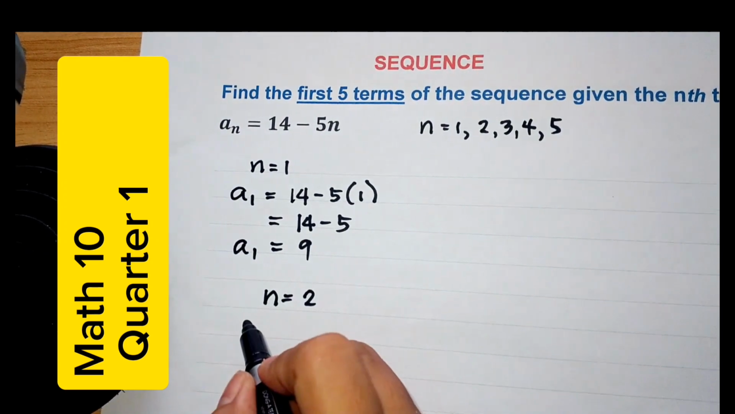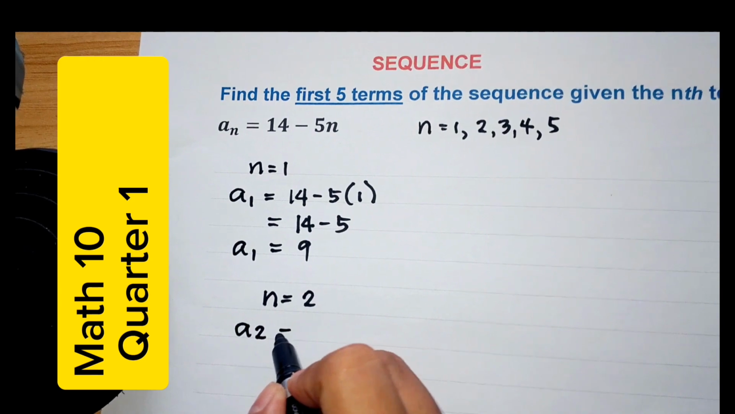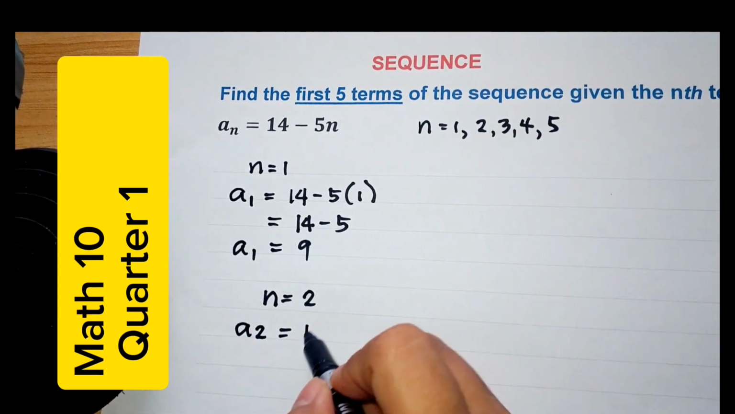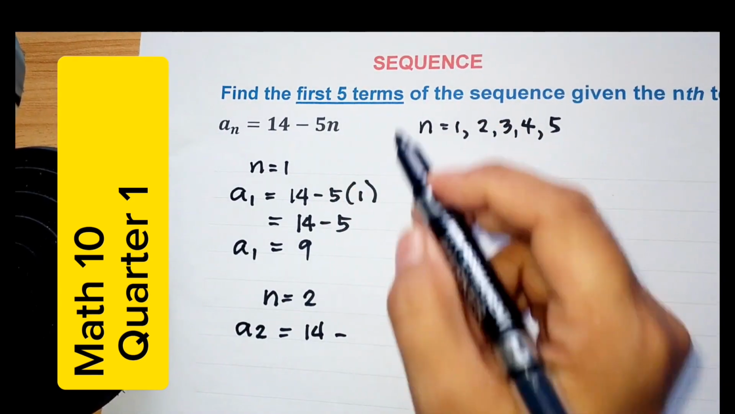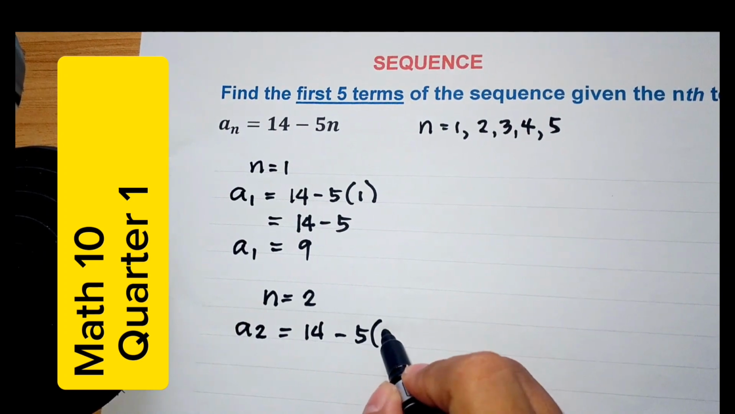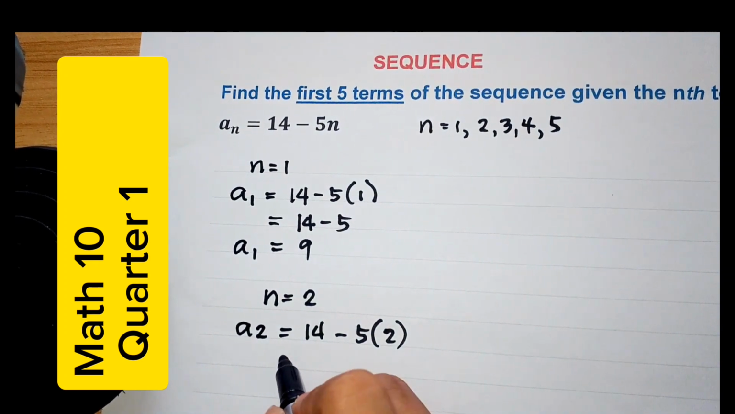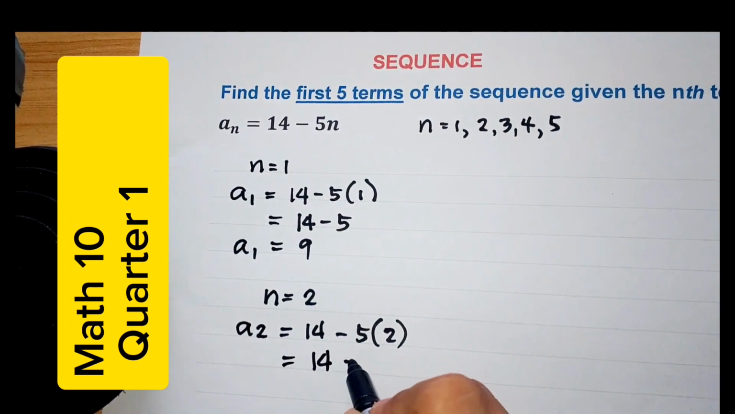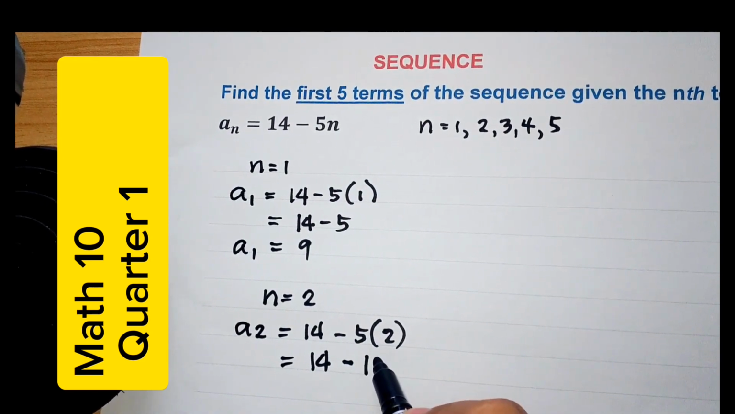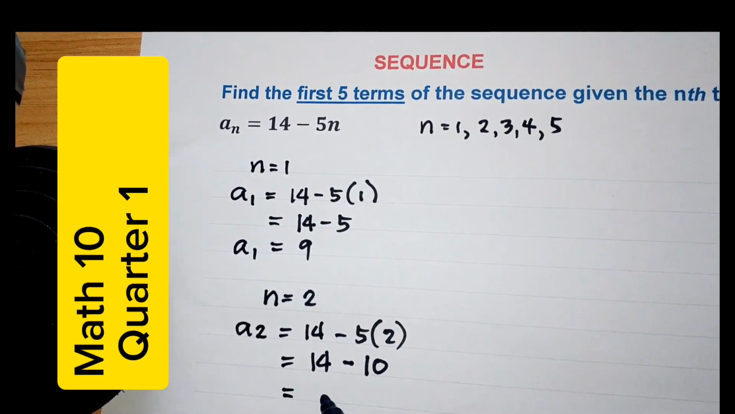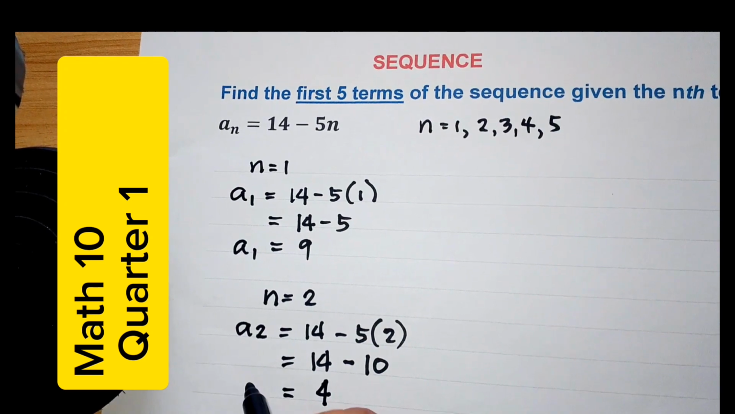When n equals 2, then a sub 2 equals 14 minus 5n. Or 14 minus 5 times 2, 10. And 14 minus 10 is 4. So a sub 2 equals 4.